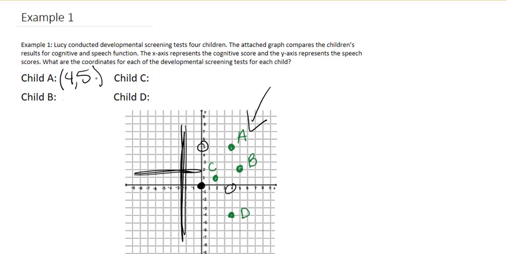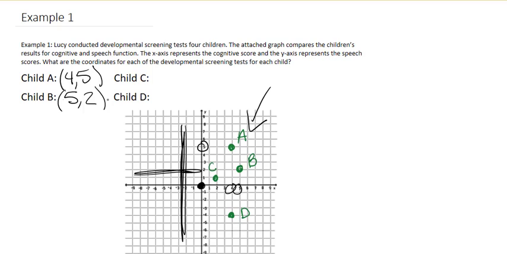Now for child B, we notice that when we look at the x-axis, we're actually at 5. So, in order to get to child B where it's at, we would put 5 right there. Now we look at the y-axis, and we notice from the origin, we have to go up 2 spots in order to get to B. So we would write 2. Now, both sets of these numbers are all positive. So this means that neither of these children have any developmental delays.